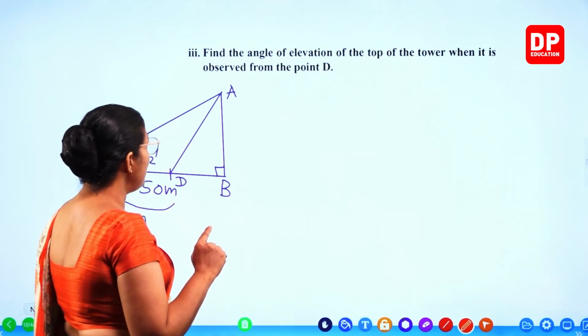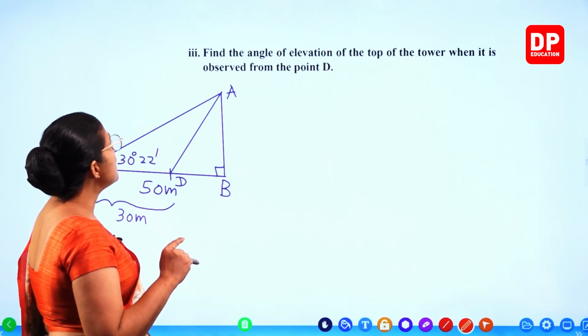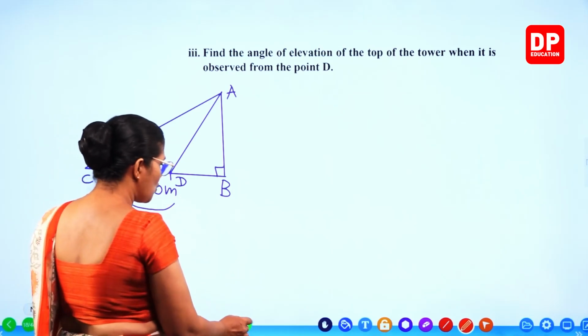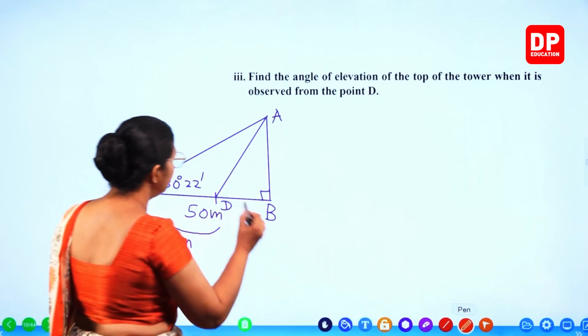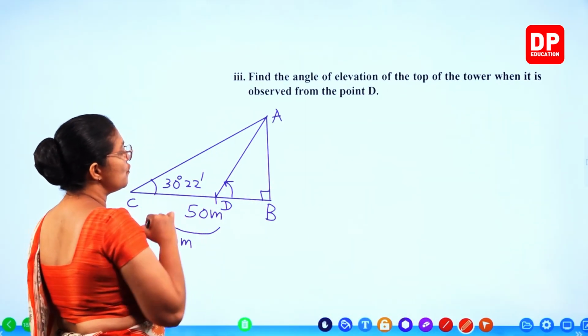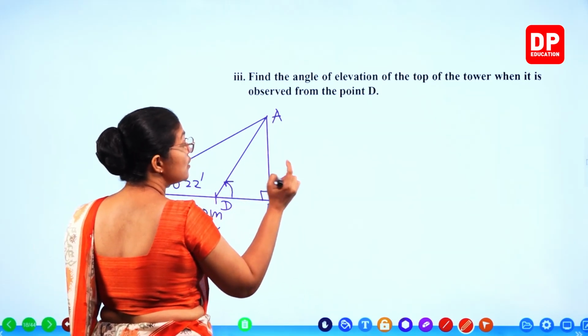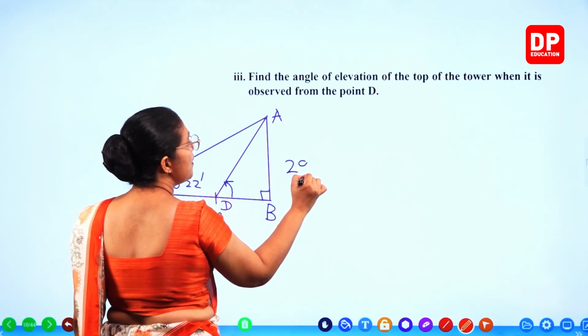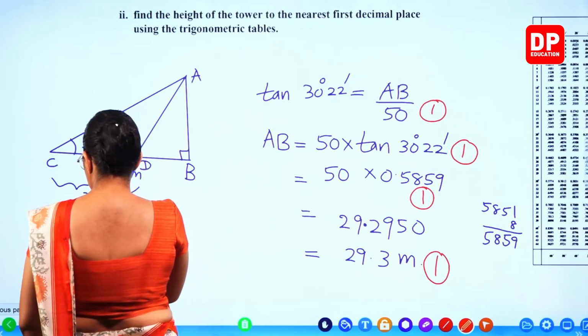Find the angle of elevation of the top of the tower when it is observed from D. So which one they are asking? Here they are asking this angle. This angle you need to find. But we know what's the height of the tower? 29.3 from the previous part.